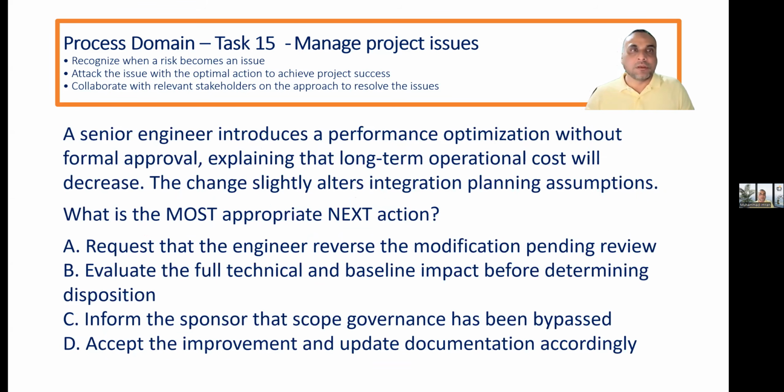Let's go next. A senior engineer introduces a performance optimization without approval. Wait. If you see this type of point, what should come into your mind? Don't go further. Please stop here. What should be the task you will be doing? Someone has done something without formal approval. What will you do as a project manager? This is my simple question. I'm not going into the real question which is written. I'm asking you what you will do for this.